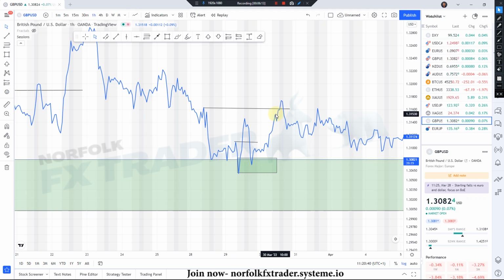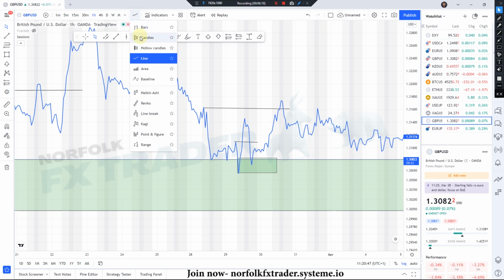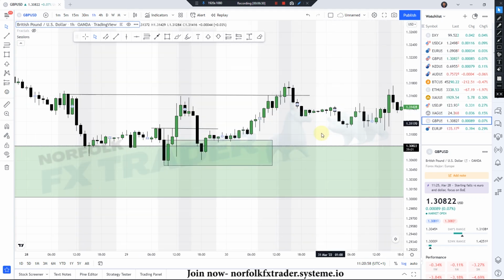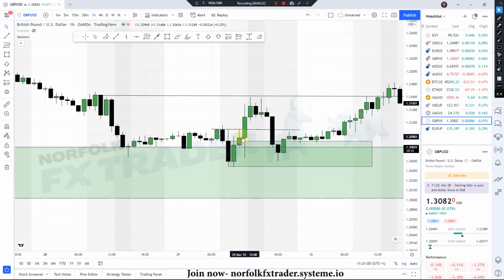Now again, once we see this change of character here on the line chart, you then need to go back to the candles. Now we can identify the last bearish candle is this candle right here. You may want to mark off your zone from the low of the wick. Let's go in closer. Now on this occasion, this is what I call a tested zone.